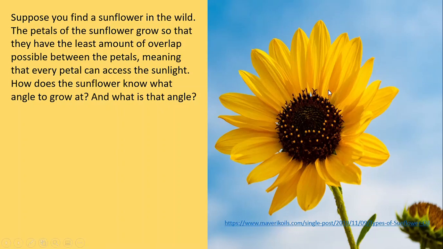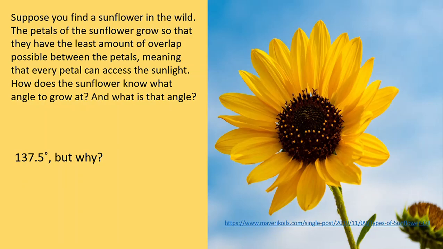Okay, so before we get into this presentation, I want you to suppose that you find a sunflower in the wild. The petals of the sunflower grow so that they overlap as little as possible, so that every petal can get to the sunlight. So we can ask, how does the sunflower know what angle to grow at, and what angle is it? Well, we can find that this angle is 137.5 degrees. But why? Because obviously it makes no sense if we don't know why.